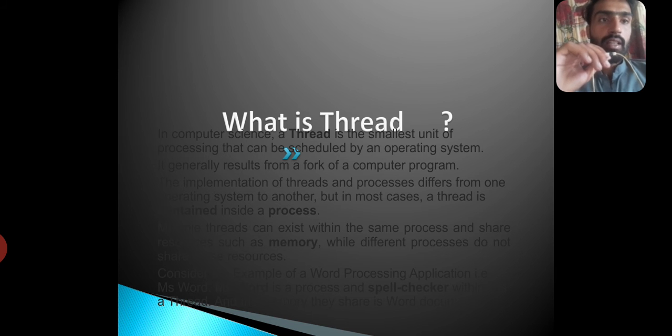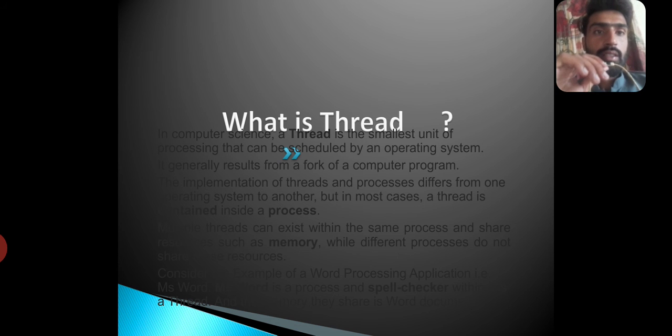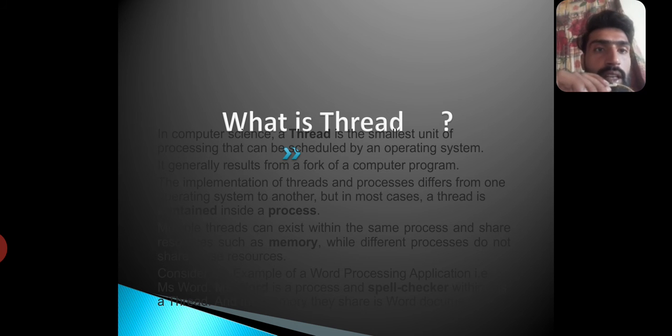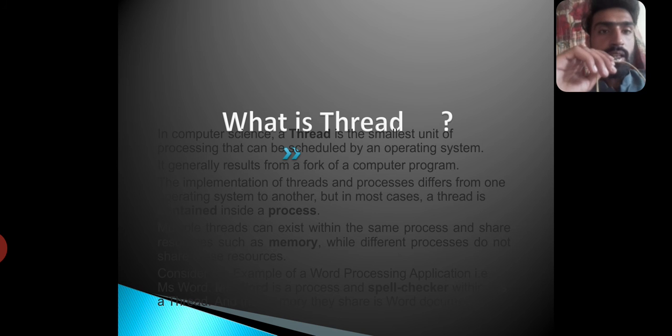The implementation of threads and processes differs from one operating system to another, but in most cases, a thread is contained inside a process. Multiple threads can exist within the same process and share resources such as memory, while different processes do not share any resources. Consider the example of a word processing application: MS Word is a process and the spell checker is a thread, and the memory they share is the Word document.